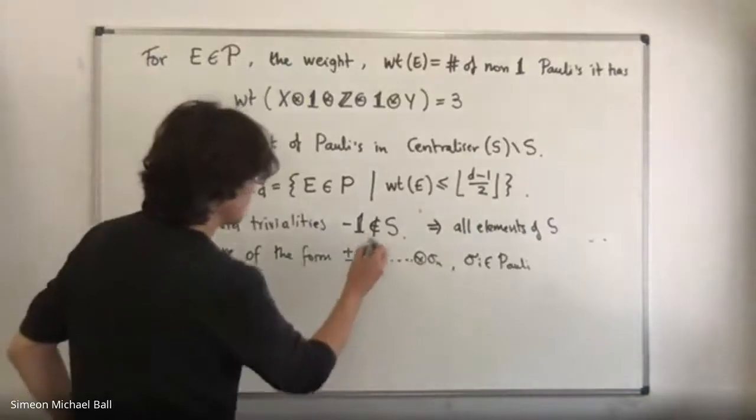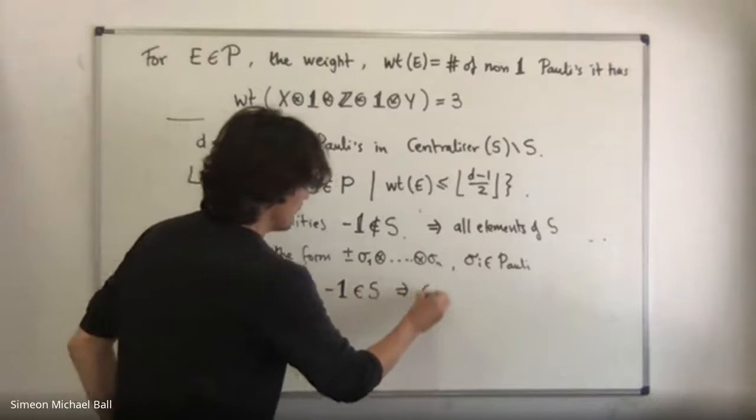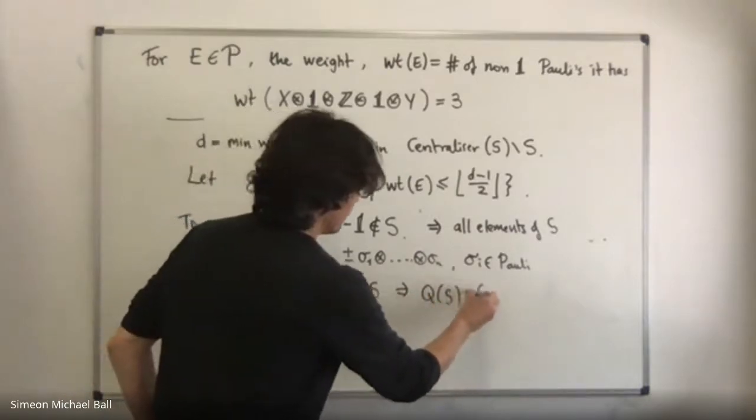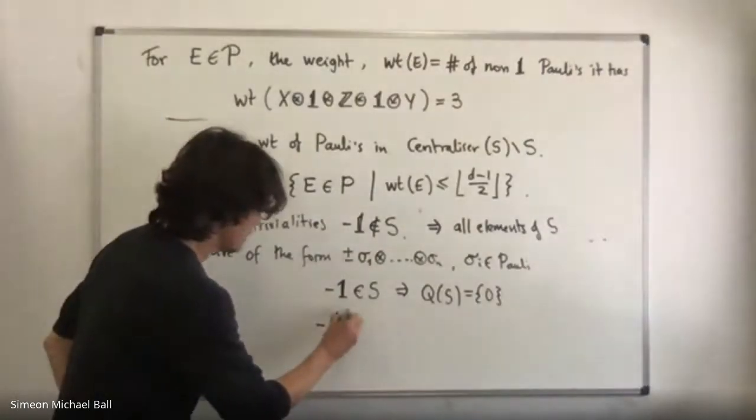Can you repeat this whole thing again? Like, why is that minus I being in S so bad? Because if you imply a minus 1 in S implies QS is 0. Oh, okay. Yeah, because you're going to have minus 1 times the state, equals the state. But then what's this about? Why does it imply that all elements of S are of the form yada yada?